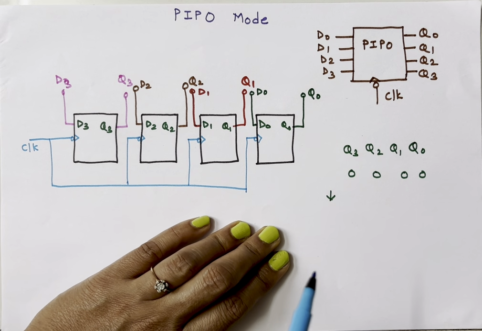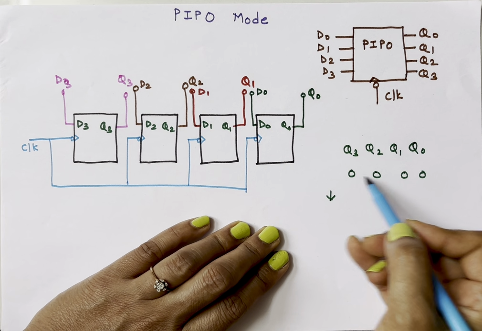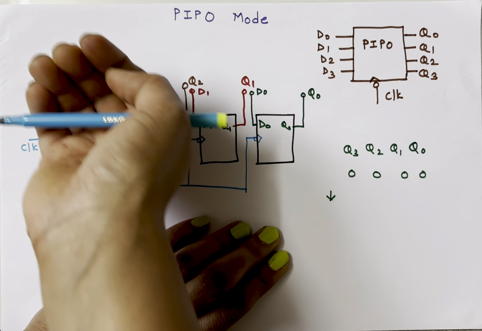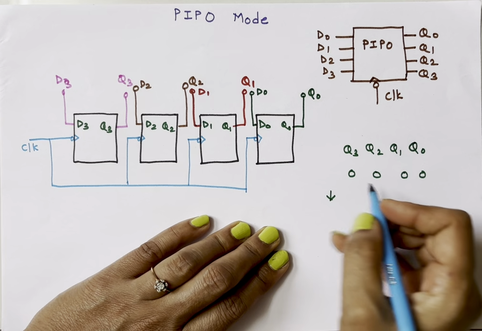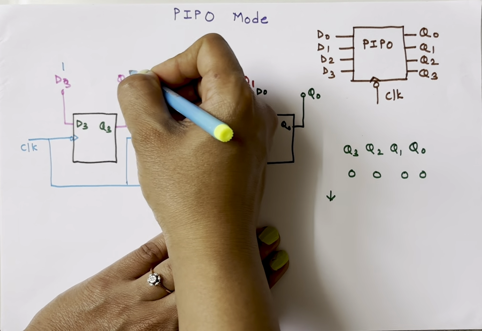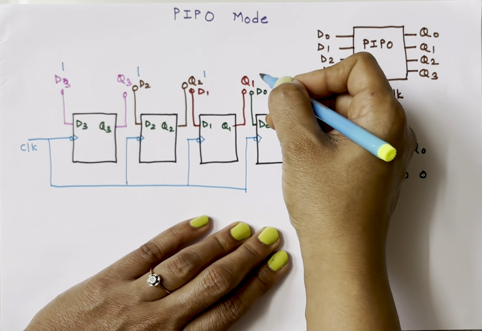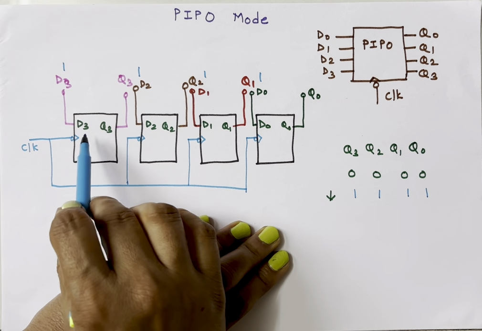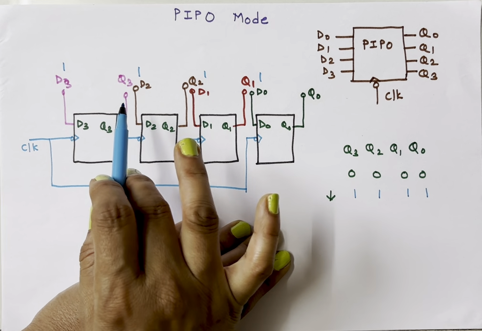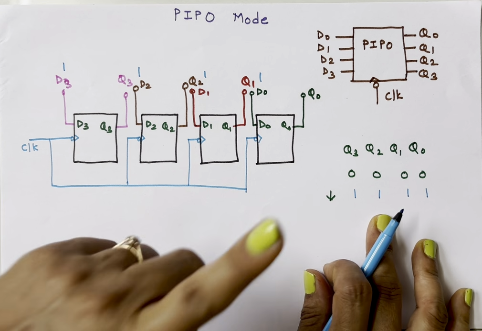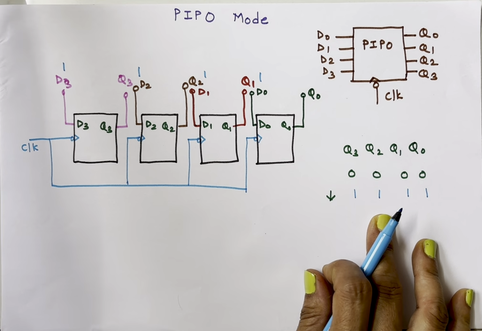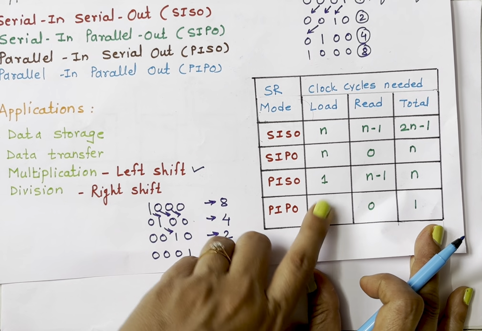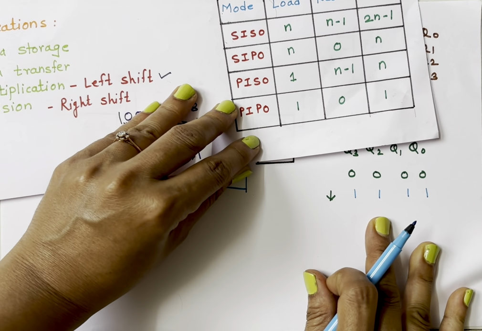So initially all 4 outputs are 0. After 1 clock cycle, all 4 data inputs will get loaded into the flip-flops. So here, if again data is 1, 1, 1 and 1, then 1, 1, 1, 1 will get loaded, and in a D flip-flop whichever input is present will appear at the output. So see here, only 1 clock cycle is needed to load the data. So in parallel in, parallel out, 1 clock cycle is needed to load the data, and output is already available.